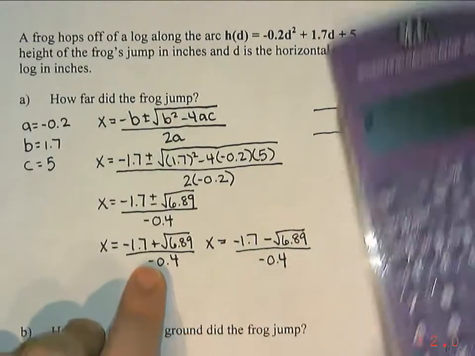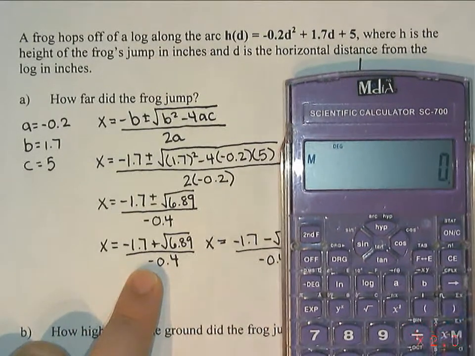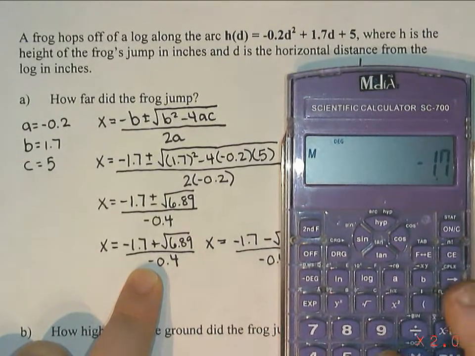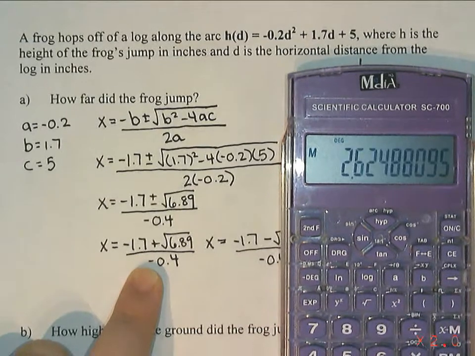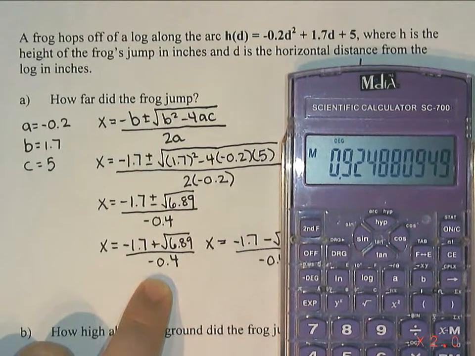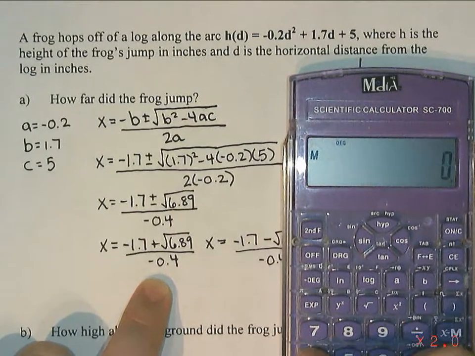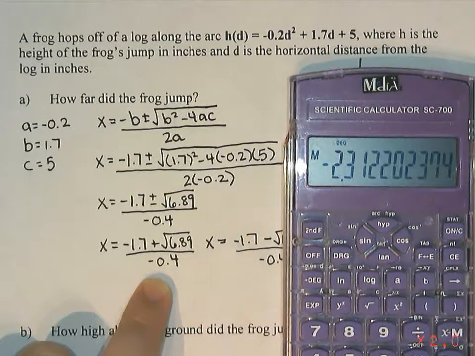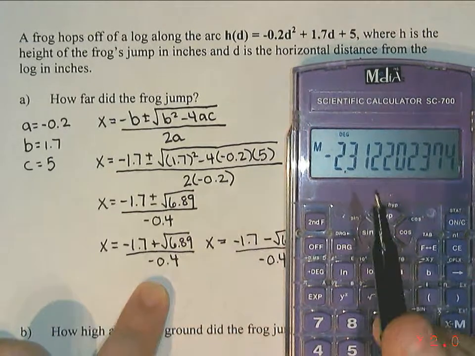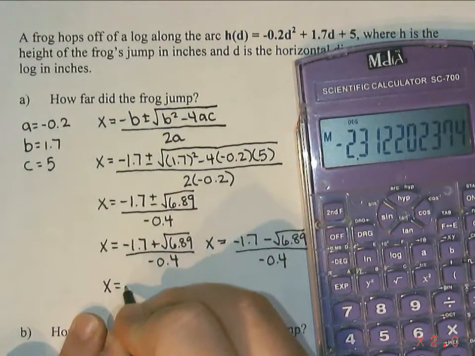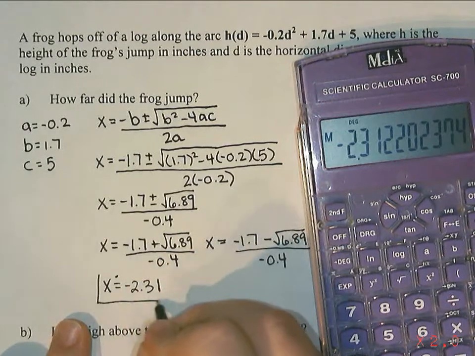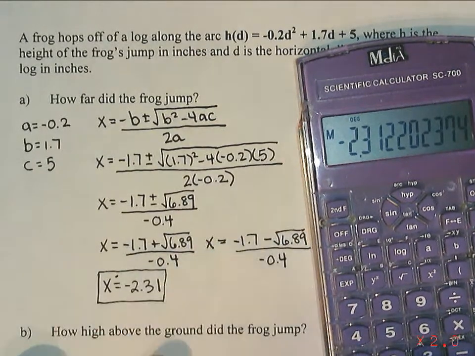So I'm going to use my calculator to calculate the first one. So I'm going to do negative 1.7 plus the square root of 6.89. And then it's really important to hit equals before you do your dividing, otherwise you will not get the correct answer. So divided by negative 0.4. And I get negative 2.312. So I'm going to leave 2 decimal places, so that's going to be negative 2.31. And since I did round, I am going to put that little dot to show that it's approximate.